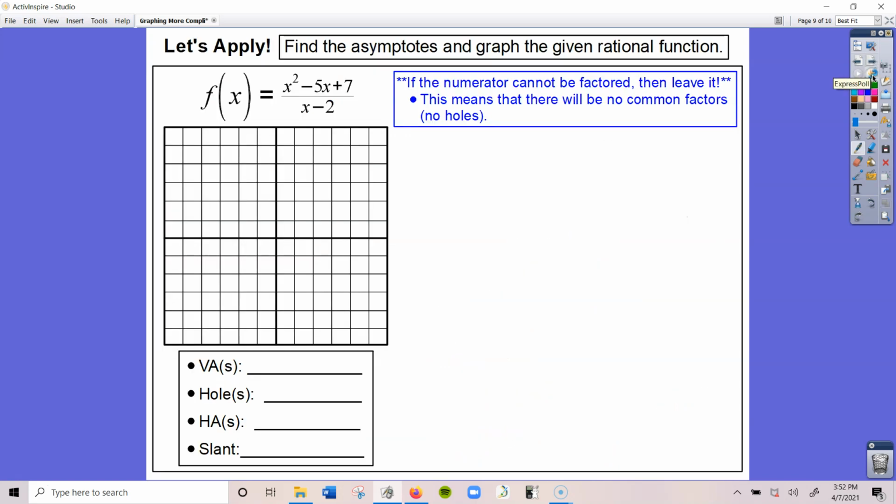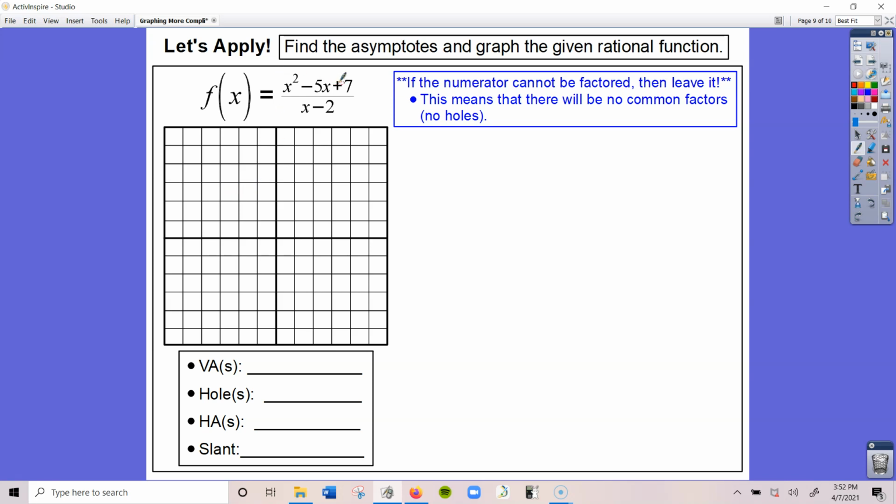We have here (x squared minus 5x plus 7) over (x minus 2), and we want to be able to graph this. So first, I noticed that the numerator is a quadratic, and we would factor it if we can. I put there a note in blue that if the numerator cannot be factored, then just leave it.